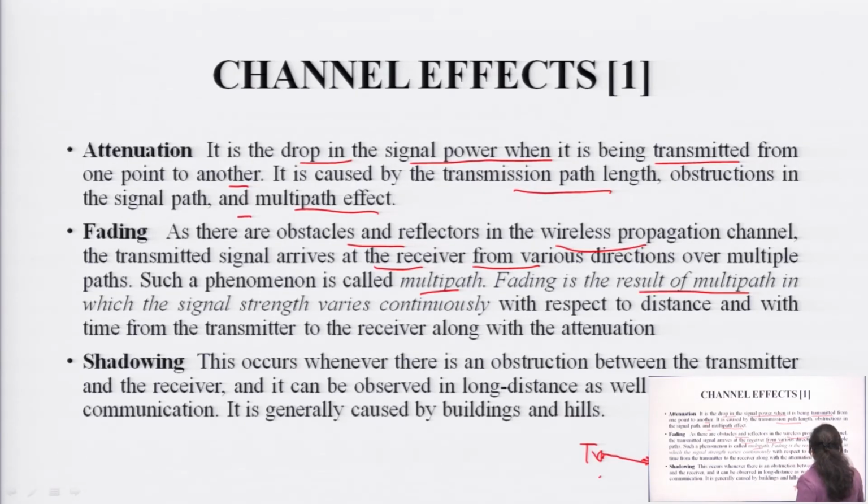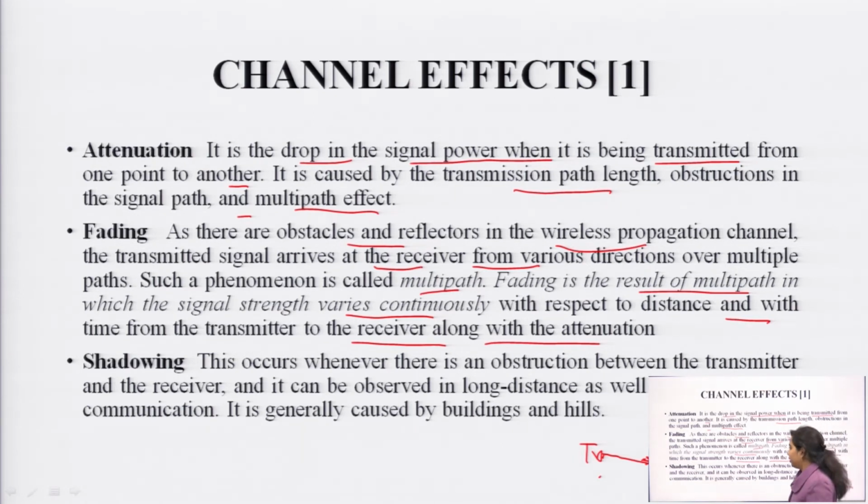So, fading is the result of multipath in which the signal strength varies continuously with respect to the distance and with time from the transmitter to the receiver, along with the attenuation. So, attenuation is also counted in this fading, where in multipath propagation the signal strength will be reduced, and it will be calculated by adding different signals which are received from different paths.